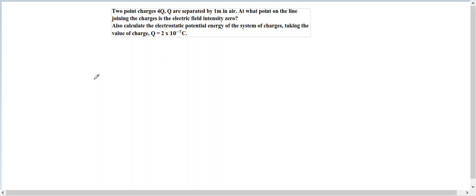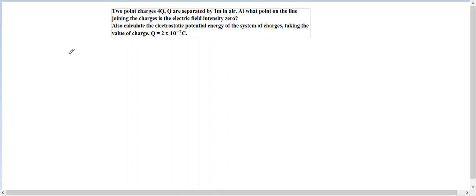Let's read a question which says that two point charges 4Q and Q are separated by 1 meter in air. At what point on the line joining the charges is the electric field intensity 0? Also calculate the electrostatic potential energy of the system of charges, taking the value of Q as 2 × 10^-7 coulomb.